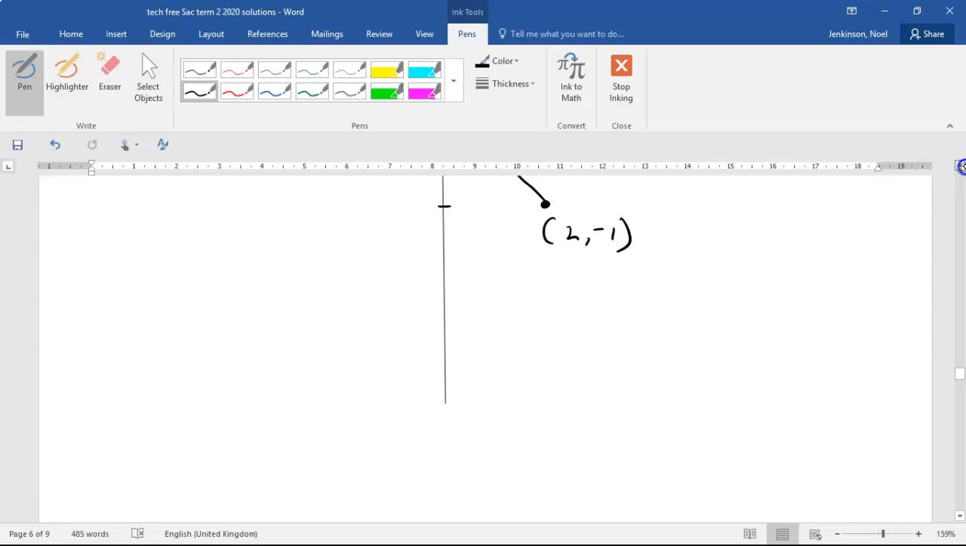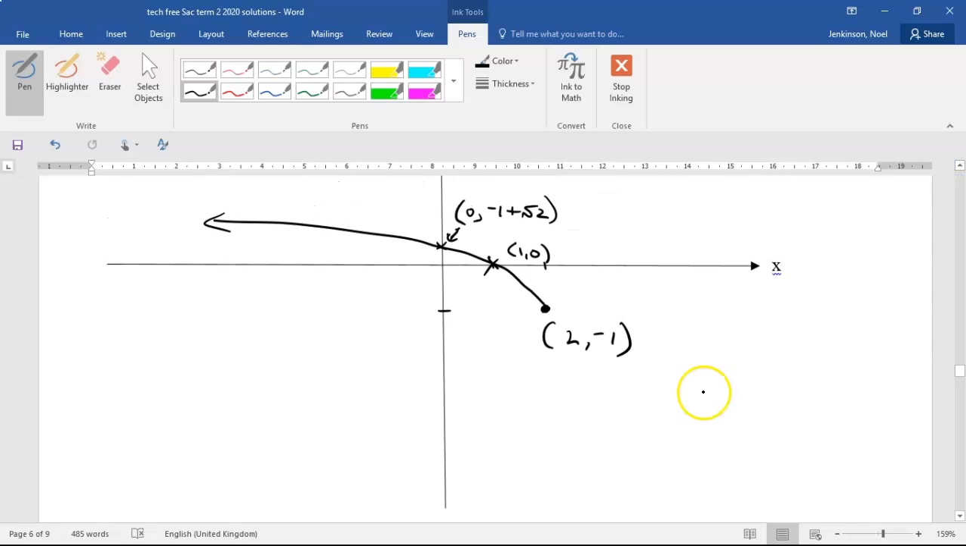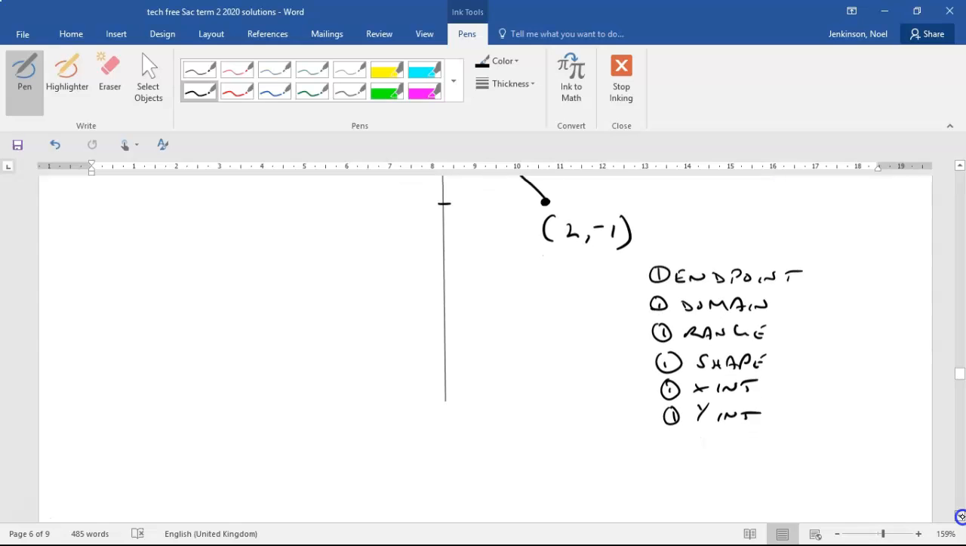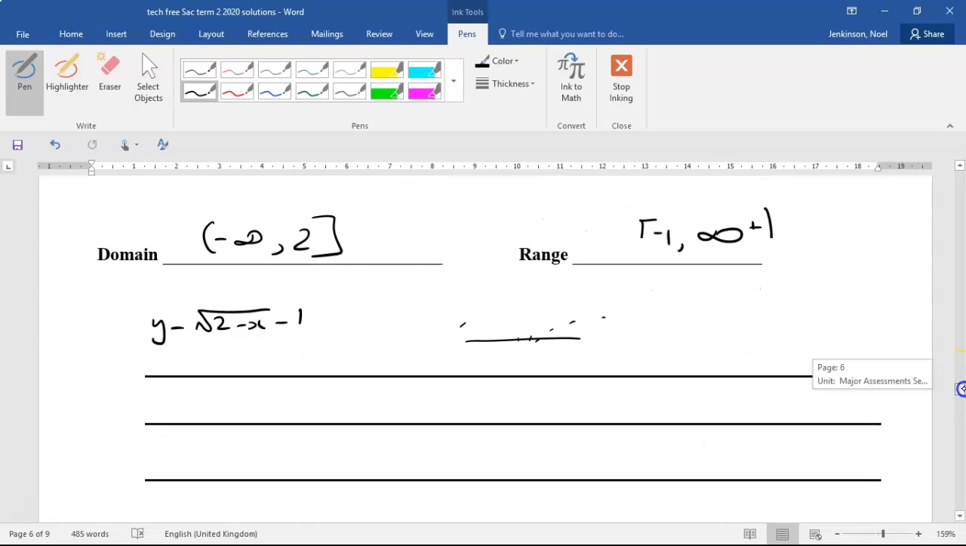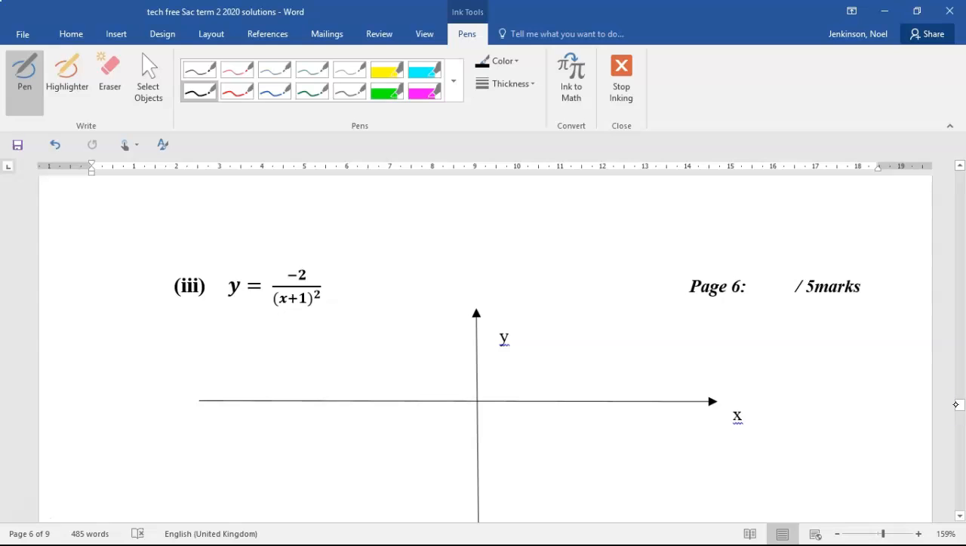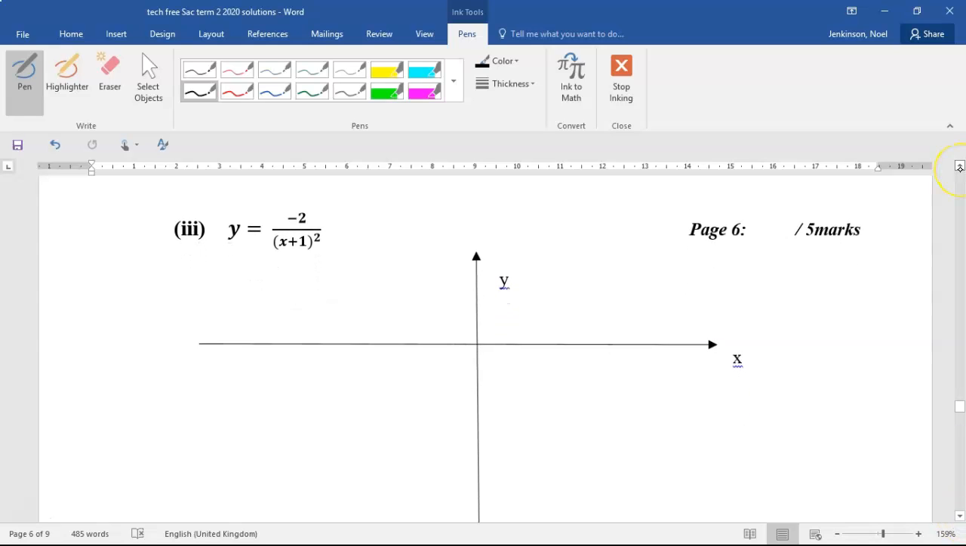In terms of marking scheme, I guess we would have 1 for the endpoint, 1 for the domain, which you find at the end, 1 for the range, 1 for the appropriate shape, 1 for the x-intercept, labelled on the graph correctly, 1 for the y-intercept. That's 6 marks. And of course, if we go down, you've got it written on the top and bottom of your page, but that was worth 6 marks. So now we'll go on to the next one. Worth 6 marks. Stop that recording.